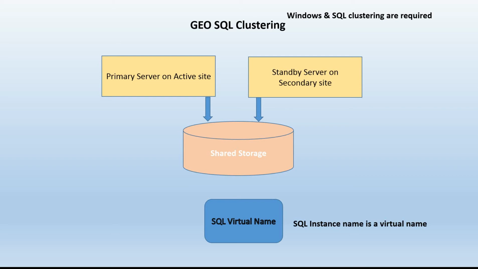Now, what is geo SQL clustering? Geo SQL clustering is where you have the two nodes in two different sites. The shared storage could be on one side, at the primary active site or the secondary site, or you could have a third site where your storage is shared. Usually, you need specific, very dedicated hardware for these clustering services to run and perform, because if you have latency on the network due to each of these components sitting at different sites, then your performance will get affected.